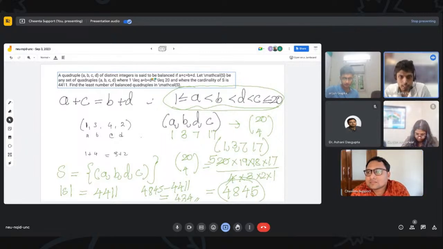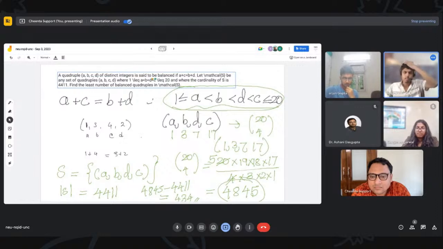So having said that, the number of quadruples in such a way that the sum of these two is equal to the sum of these two, and also we have that A, B, D, C are in ascending order.